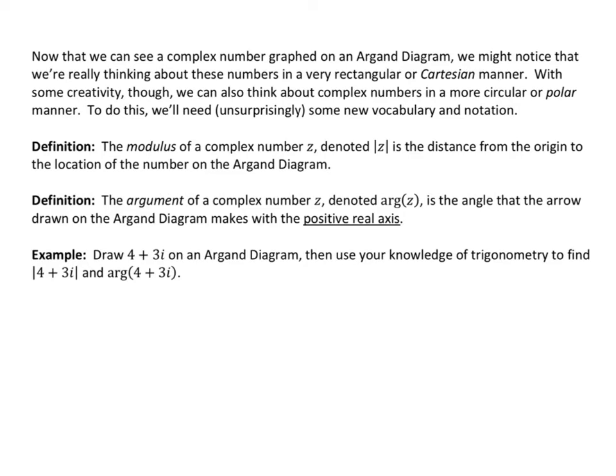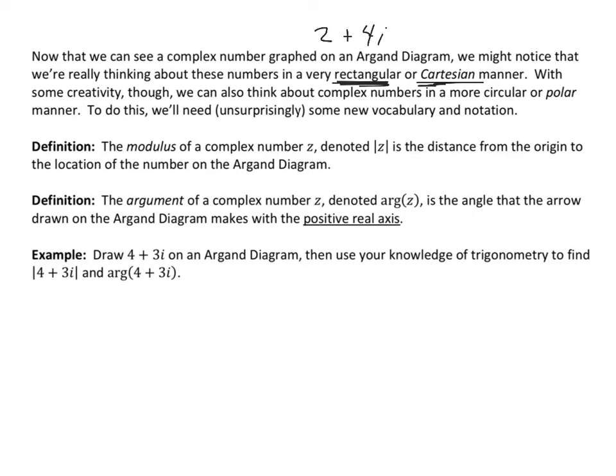Now that we can see that these complex numbers can be graphed on an Argand diagram, I want to point out that the way that we generally think about complex numbers, as 2 plus 4i, is very rectangular. It's very, very Cartesian. But with some creativity, we can also think about complex numbers in a more circular or polar manner, and that allows us to bring some trigonometry into it. You might be wondering, why would you ever want to bring trigonometry in? It's because it allows us access to some really, really powerful tools down the line.